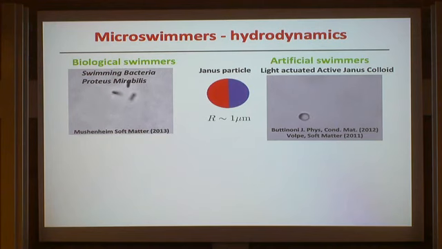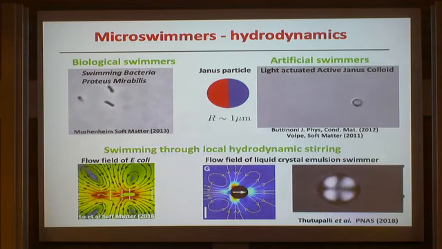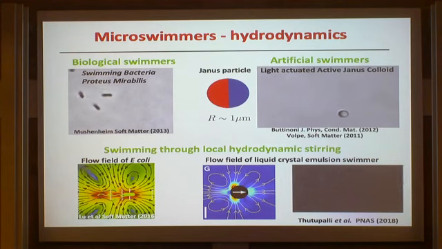So these two things are very different beasts, but a common denominator between them is that they swim, so they move through the fluid by some local hydrodynamic stirring. Because they're very small, they move slowly, so they do this at a very small Reynolds number. So effectively the Navier-Stokes equation becomes the Stokes equation. And here I have an example of a couple of flow fields. So here is the flow field of E. coli, and here is an artificial liquid crystalline emulsion swimmer. And they look, at least in the far field, very, very similar.